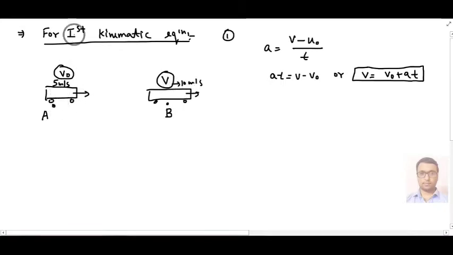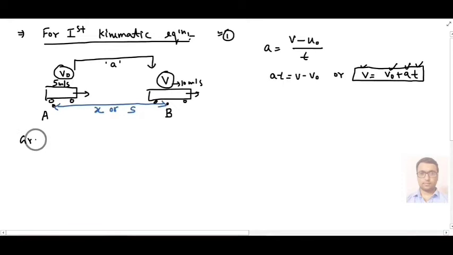Then the distance between A and B is called your displacement x or s. And from here to here the particle will have acceleration also, denoted by a. So basically these kinematic equations are relations between these parameters: v is final velocity, v naught is initial velocity, a is acceleration, and t is the time taken from A to B.